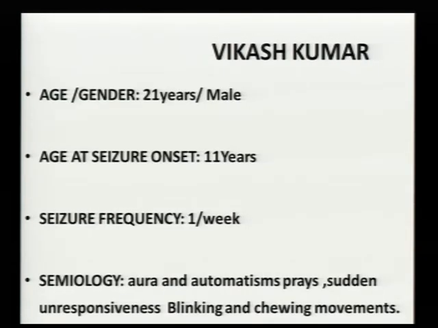So the next patient. The next patient is Vikash. He is a 24-year-old male, and he started having seizures at the age of 11. Presently, the frequency is one per week. The semiology is that he has an ill-defined aura, and he has some bimanual automatisms in which he appears to be praying, and there is some verbalization as if he's muttering some prayers, and he also has, in some occasional seizures, blinking and chewing movements.